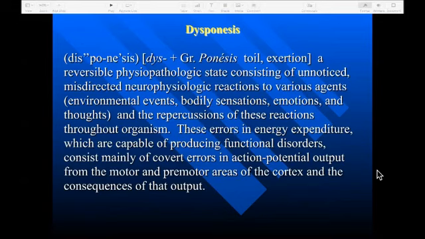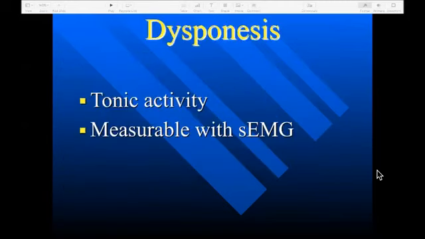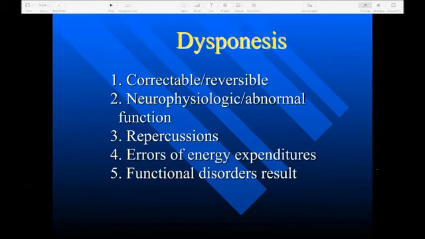They look at the repercussions of these reactions throughout the organism. And dysponesis really relates to errors in energy expenditure, which can create functional disorders due to unseen errors in action potential output from the motor and premotor areas of the cortex and the consequences of that output. So if we have aberrant afferent input, our ability to respond appropriately with tonic responses can be compromised, and clinically, we can measure this with surface electromyography.